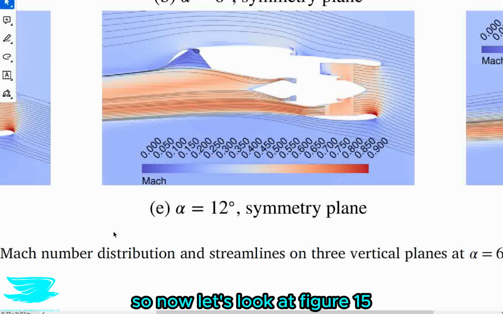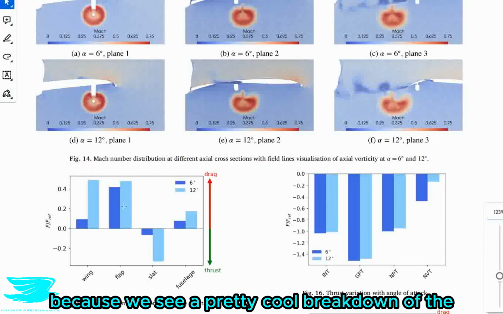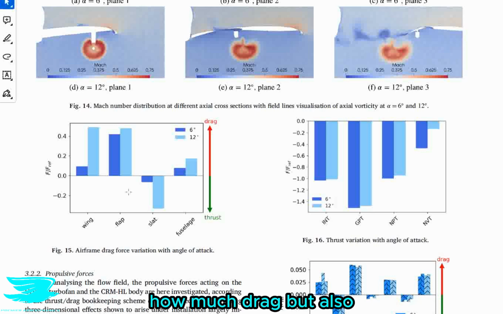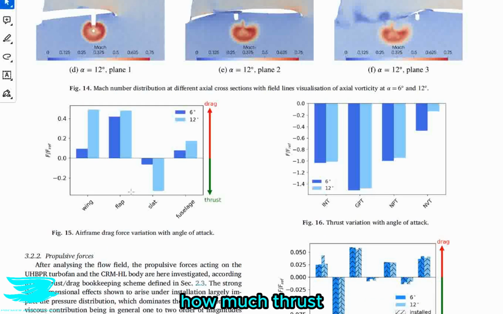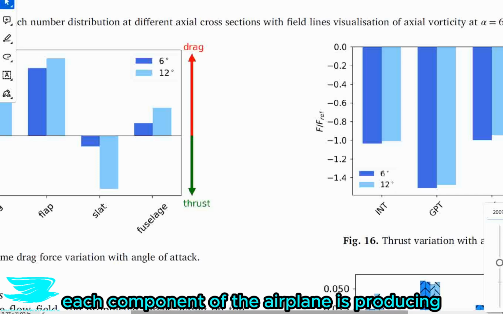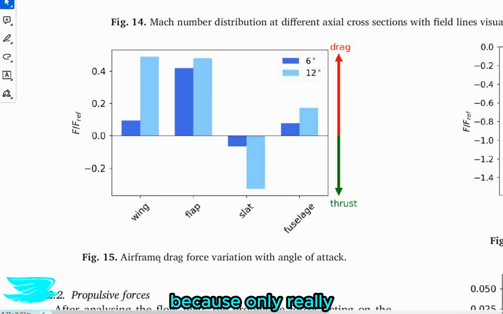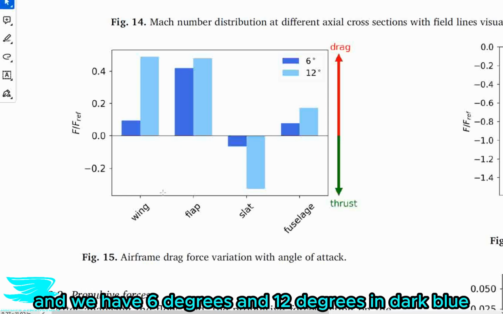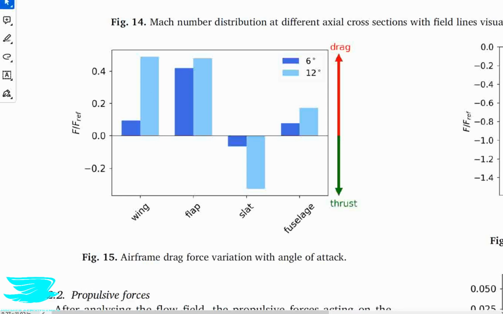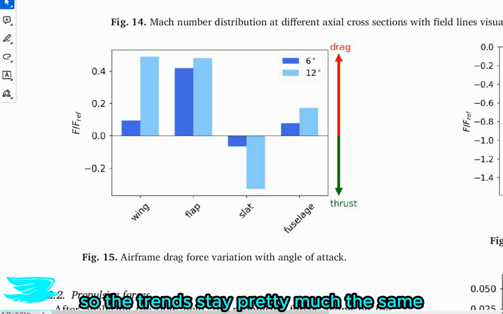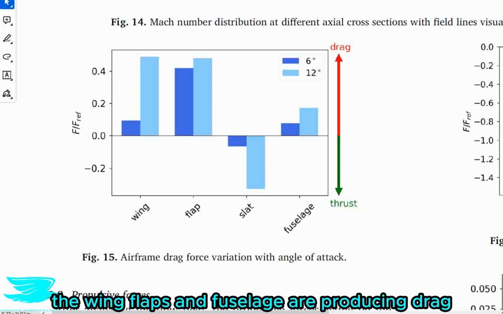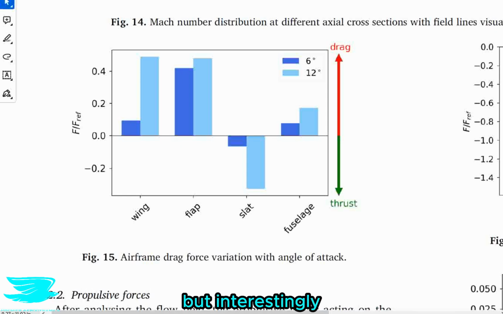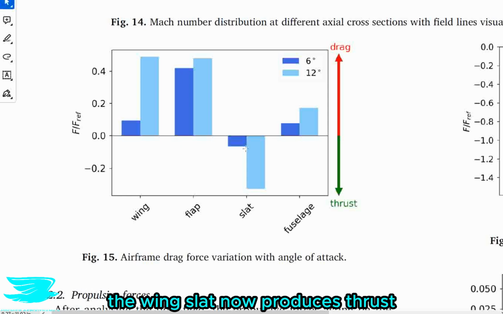So now let's look at figure 15 because we see a pretty cool breakdown of how much drag, but also how much thrust each component of the airplane is producing. So it might seem strange that I'm saying thrust because only really the engine should be producing thrust, but we're going to talk about how this is possible. And we have 6 degrees and 12 degrees in dark blue and light blue respectively. So the trends stay pretty much the same regardless of the angle of attack, as expected. The wings, wing flaps, and fuselage are producing drag. But interestingly, the wing slat now produces thrust, as you can see here.